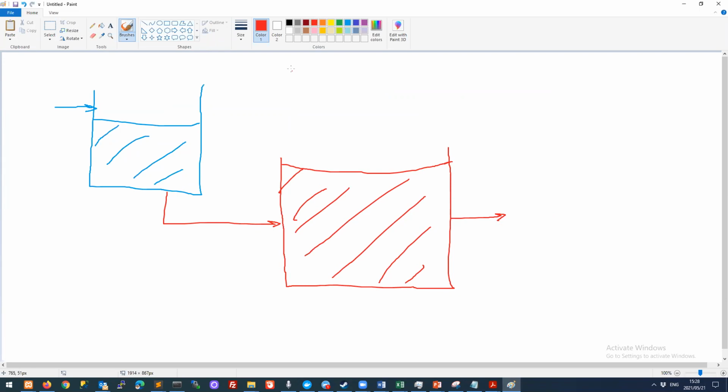So in this case, we have two states. You have H1, the height in this tank, and H2, the height in this tank. And then you've got a flow rate to this process. So you've got Q1 here. And this is going to be our manipulated variable. So this is MV, manipulated variable. And this is our control variable. This is what we are trying to control, CV.